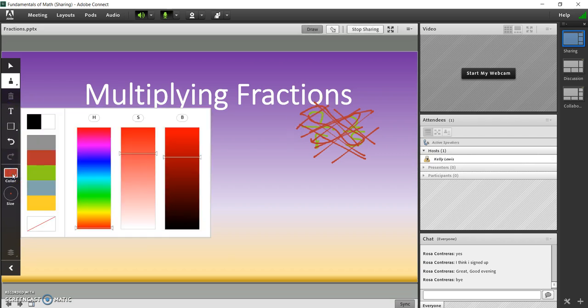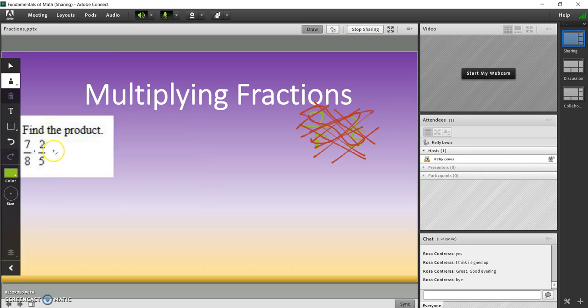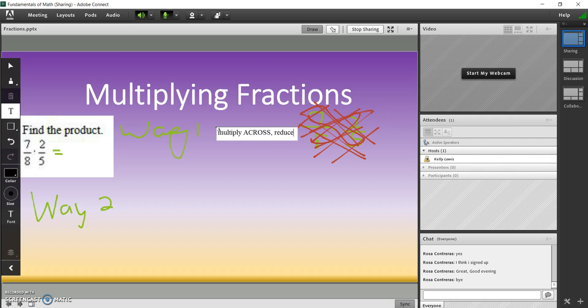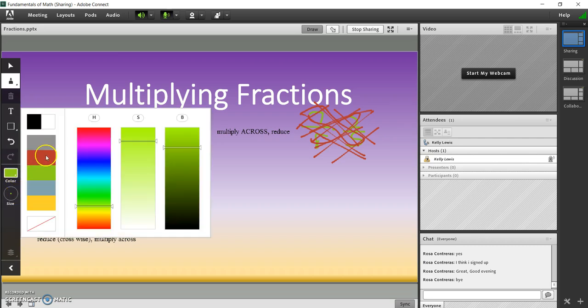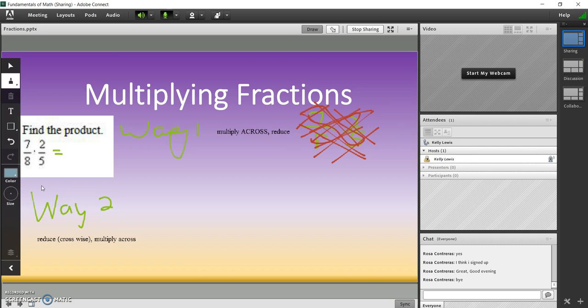All right, here's what you do. There's a couple ways to go about this problem. I don't care which way you do. Way one, you're going to multiply across, then reduce. Way two is you're going to reduce crosswise, then multiply across. I'm just showing you two different ways, just like if we're going to a friend's house, two different people can go a different way and still get the same answer.